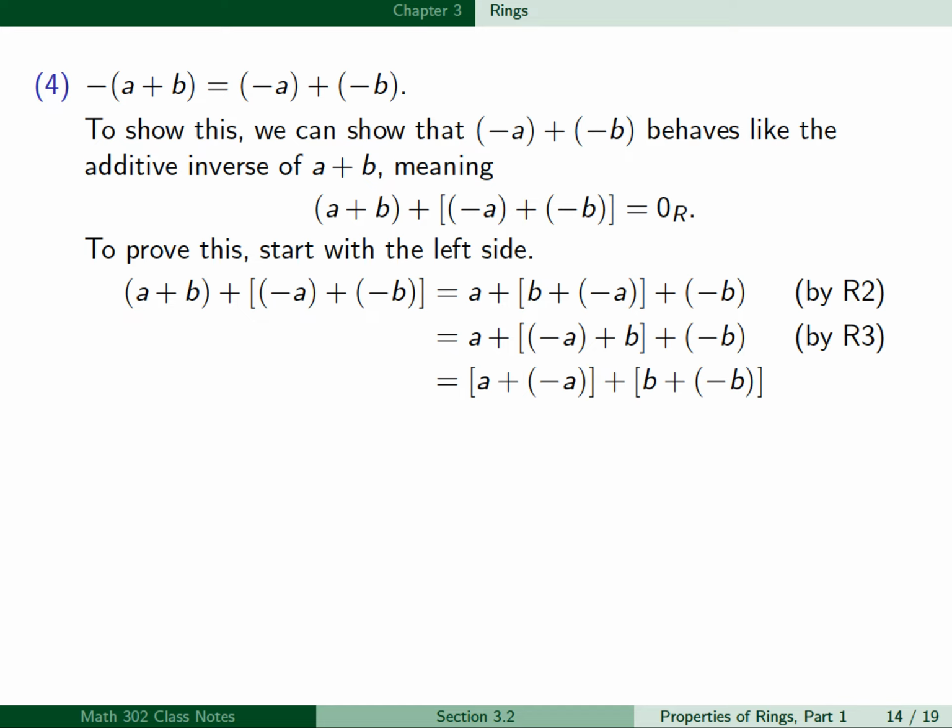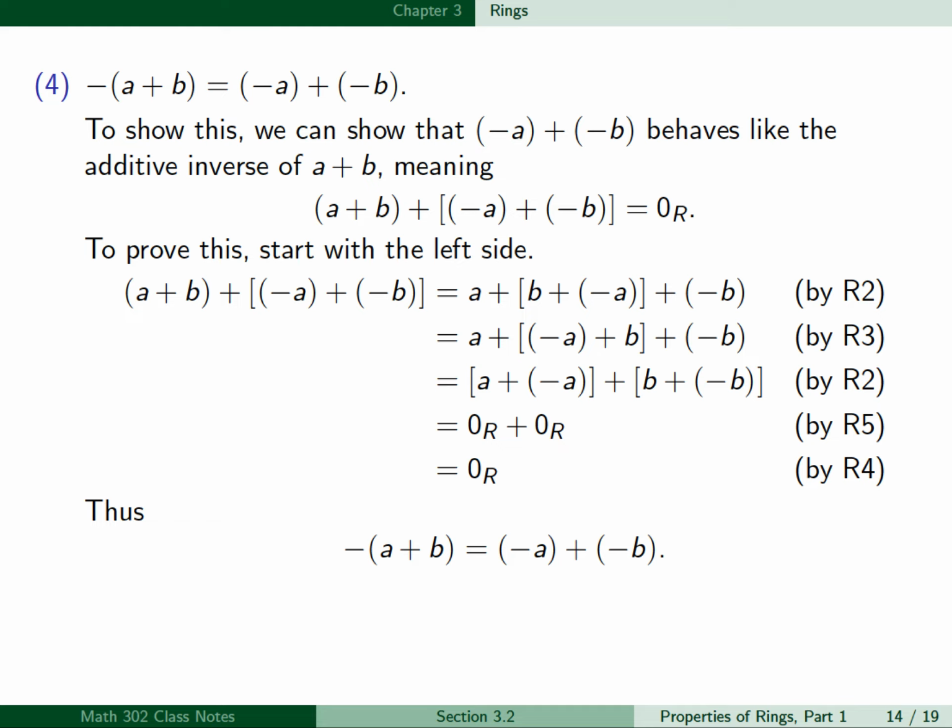And then we'll rearrange parentheses or brackets one more time, and this will be the quantity a plus the quantity b plus minus b. So that's the associative law of addition R2. And then a plus minus a is 0 sub r, and b plus minus b is 0 sub r, and this is by axiom R5. And finally, 0 sub r plus 0 sub r will just be 0 sub r, which is by axiom R4. So we've proved our equality, and thus minus the quantity a plus b is equal to minus a plus minus b.